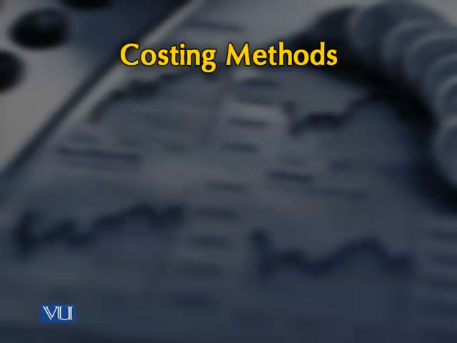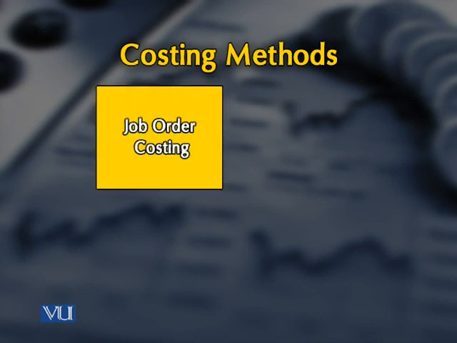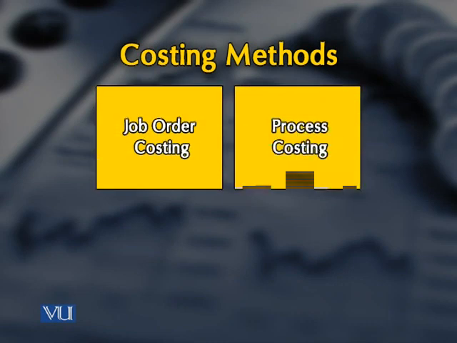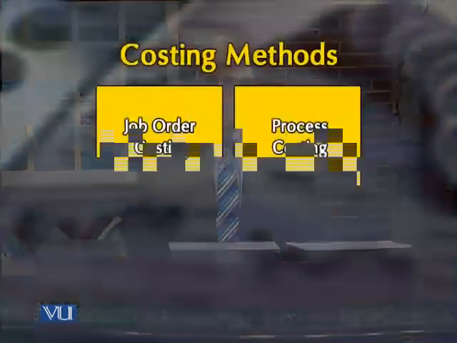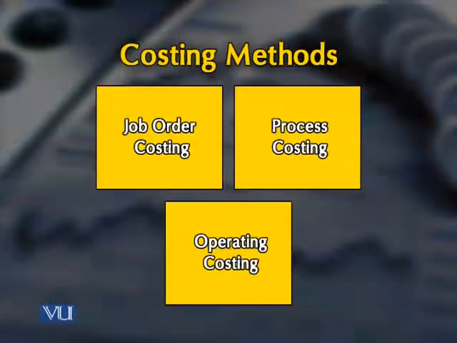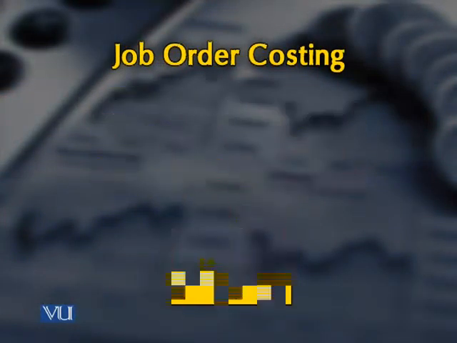Now, we have cost methods and cost techniques. The cost methods are basically two. One is job order costing, another one is process costing. In job order costing, we have a breakdown like batch costing and contract costing. In process costing, we have average costing or continuous costing. But for services, we have operating costing. So let me explain what basically job order costing is and how it works.